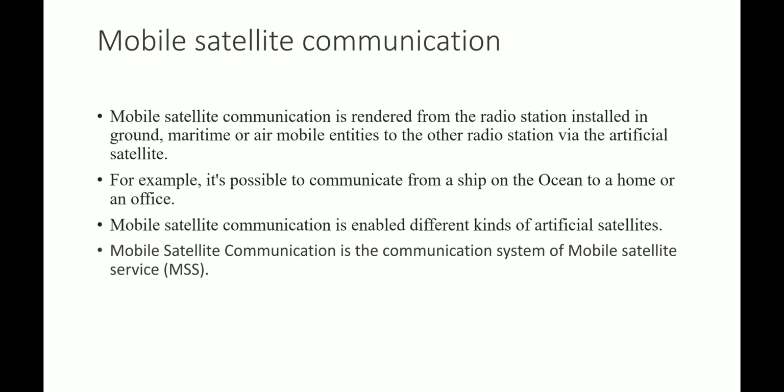Mobile satellite communication. Mobile satellite communication is rendered from the radio station installed in ground, maritime, or air mobile entities to the other radio station via the artificial satellite. For example, it's possible to communicate from a ship on the ocean to a home or an office. Mobile satellite communication is enabled by different kinds of artificial satellites. Mobile satellite communication is the communication system of mobile satellite service.